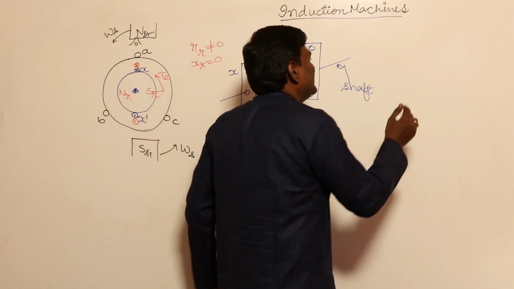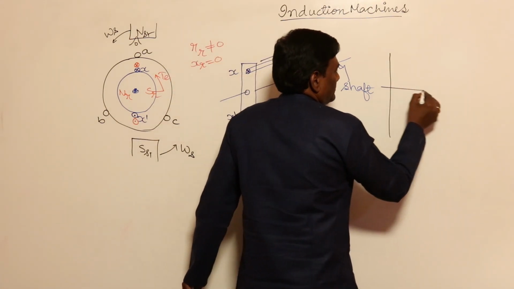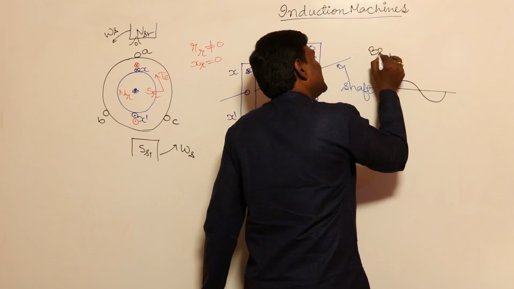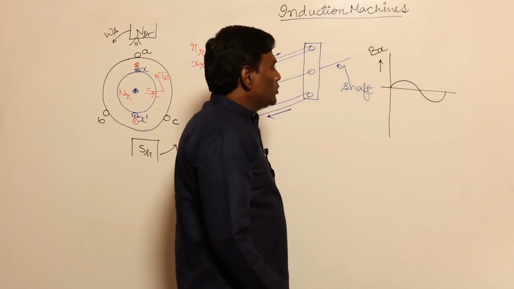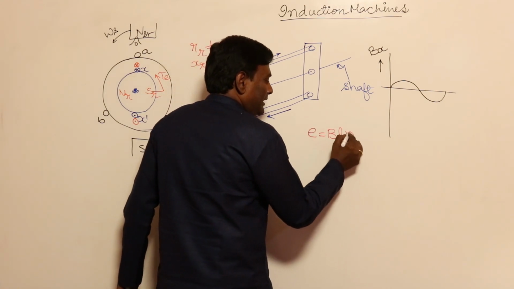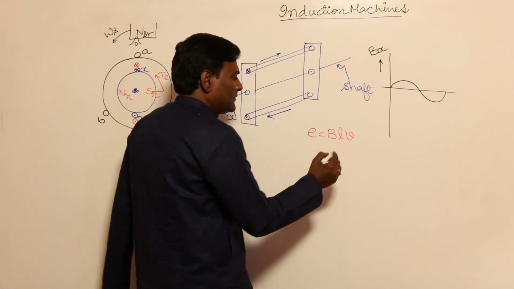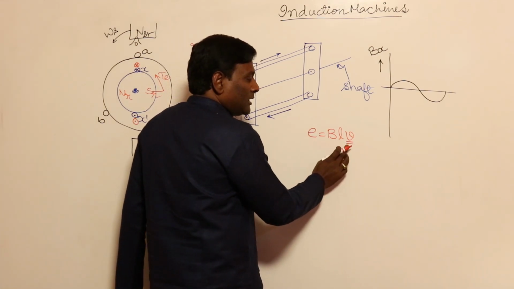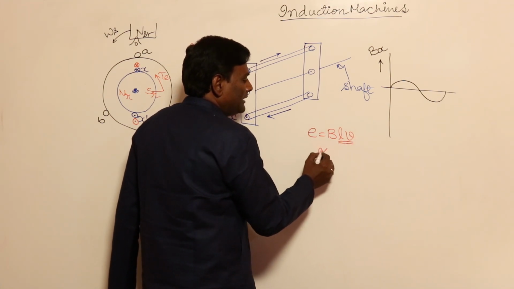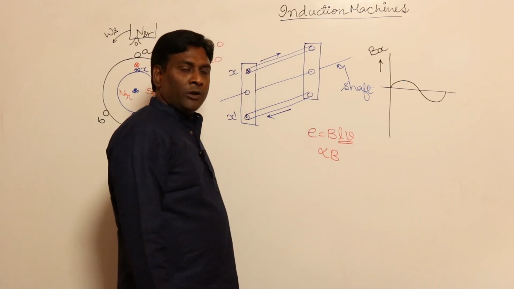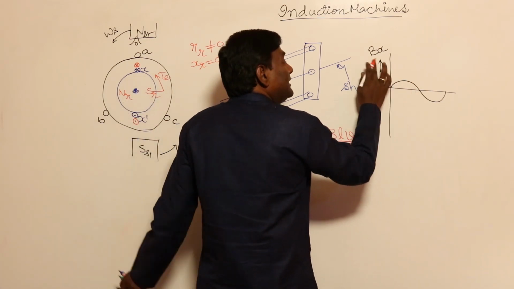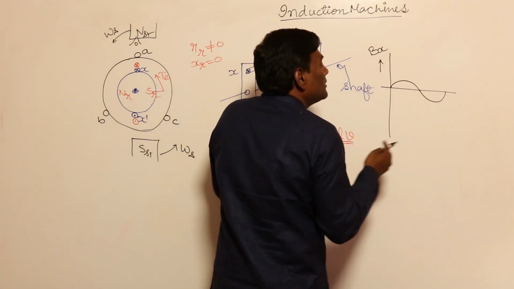So let me draw flux density. This is the flux density which is happening in X. What about the induced voltage? Induced voltage equals B L V sin theta, and so on, but the constants are not required, forget about them. Some people may think that V is voltage. It is not, it is velocity, and L is the length of the conductor. So directly I can say flux density influenced by conductor X is sinusoidal.